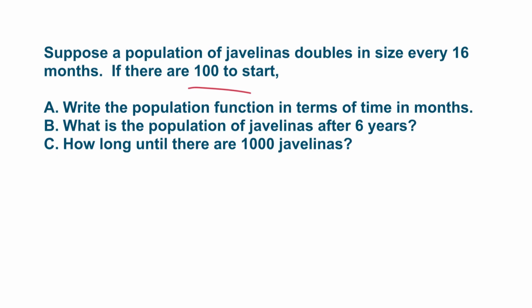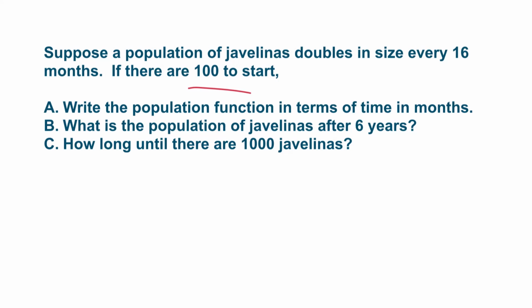Let's say that there are 100 to start. Part 1, I want to write a population function in terms of the number of months. So I want a function that will input the number of months and output how many javelinas I have at that time. How can I do this? Well, let's recall what the exponential model looks like. It would look like P for population at a given time, t, should be equal to C times, say, a to the t.